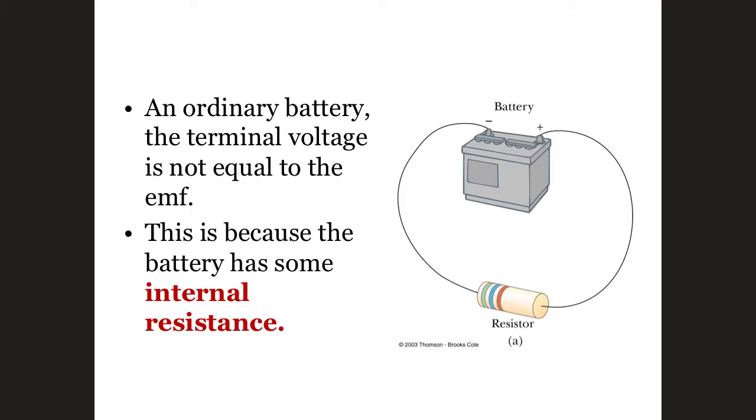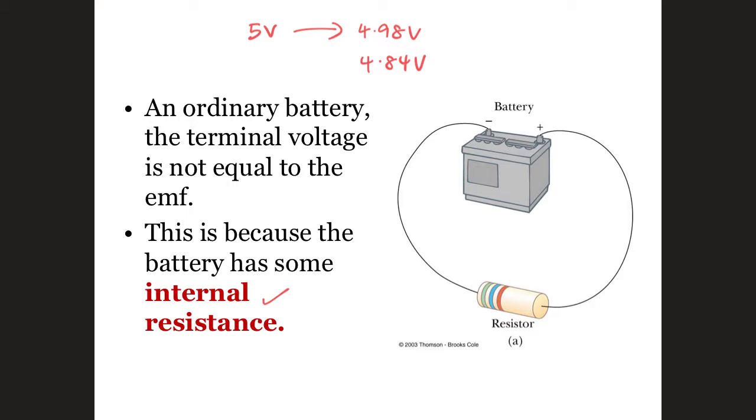However, this source of EMF doesn't give us the full voltage to the circuit. For example, if we have a 5 volt battery, it doesn't mean that the 5 volts is going to be provided inside the circuit. It can be like 4.98 volt, it can be 4.84 volt. The reason why is because of the existence of internal resistance. The internal resistance happens inside the battery.